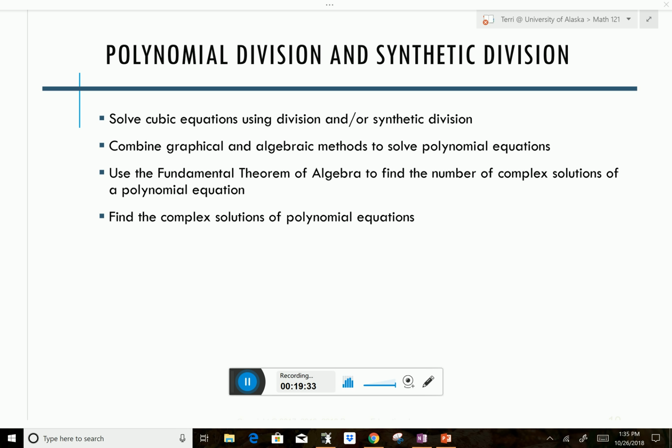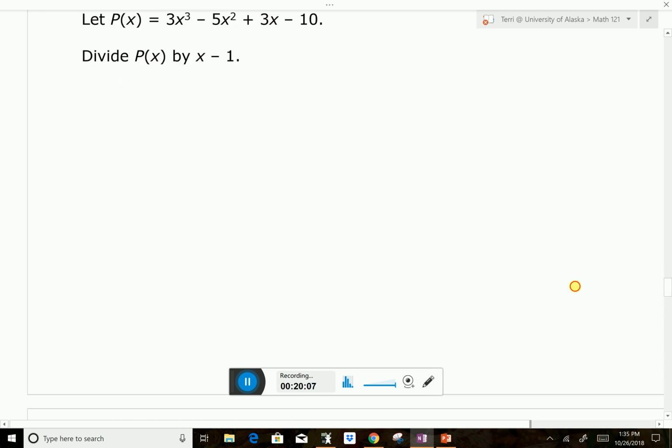So the next thing I want to talk about is polynomial division and synthetic division. We're going to be solving cubic or higher equations using division and synthetic division. One of the reasons that I teach you this is because I think it's extremely important for applied calc that you know how to do this. It has other uses, of course, but sometimes you can't integrate something unless you can perform the division on it. So it's kind of important to be able to do.